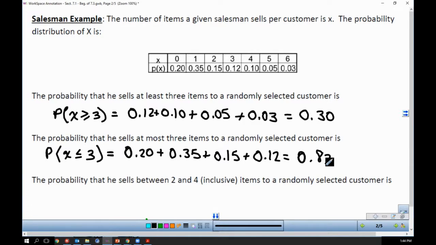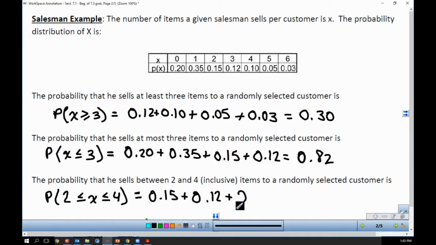And then the third one. AP, it's y'all's time to shine. The probability that 2 is less than or equal to X, is less than or equal to 4, is equal to 0.15 plus 0.12 plus 0.1. Equals 0.37. That's exactly right. Perfect. Y'all knocked that example out of the park.